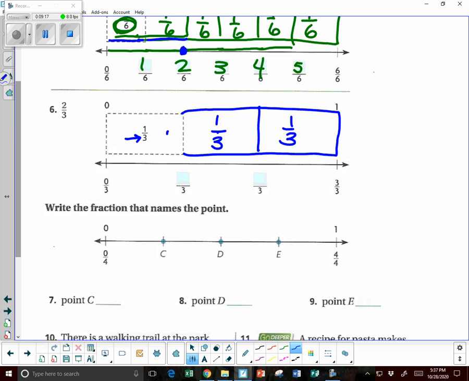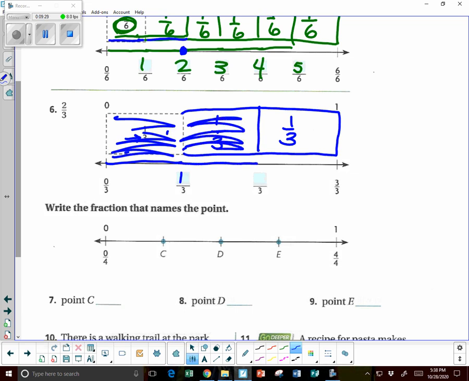I have 0/3. If I go down one, I have shaded like 1 whole. So it's 1/3 of the number line. But if I go down again, I've shaded another one. So that's 2 out of 3. That's 2/3 of that number line. And then if I go, it's 3/3. That would have been the whole from all the way from 0 to 1.